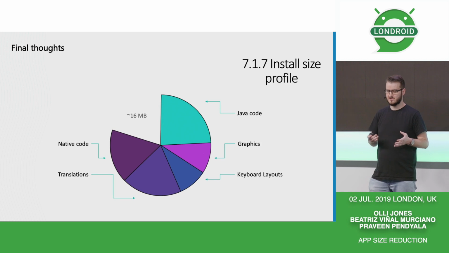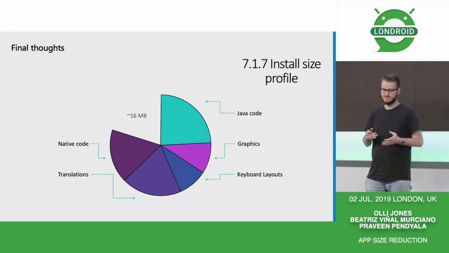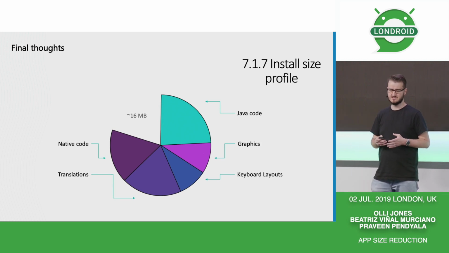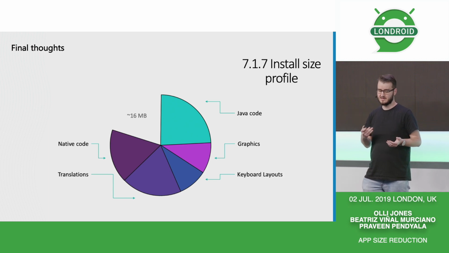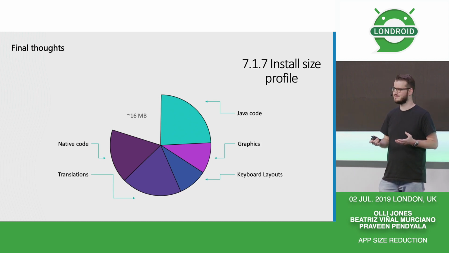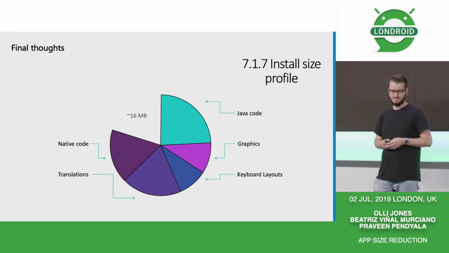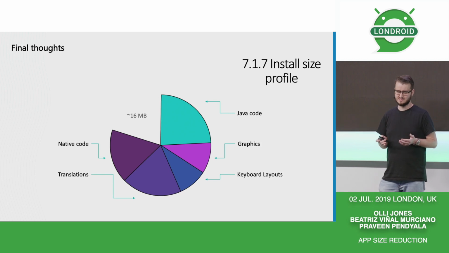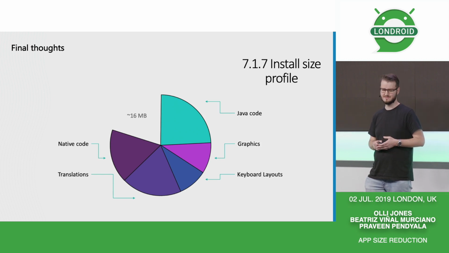So we can see our Java code reduced slightly there. We can see the graphics reduced as we changed PNGs to WebP. We see that our keyboard layouts went from about 9 megabytes of Android binarized XML to about 3 megabytes of protobuf. We can see that our translations reduced slightly, and we can see our native code starting to reduce as we stopped extracting those native libraries.